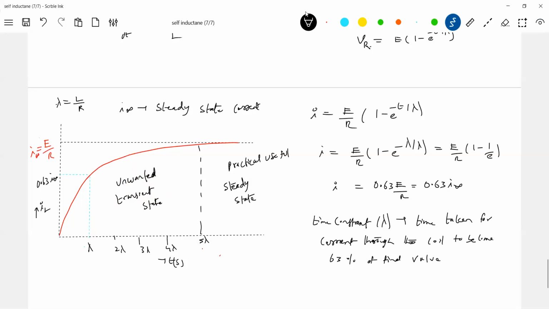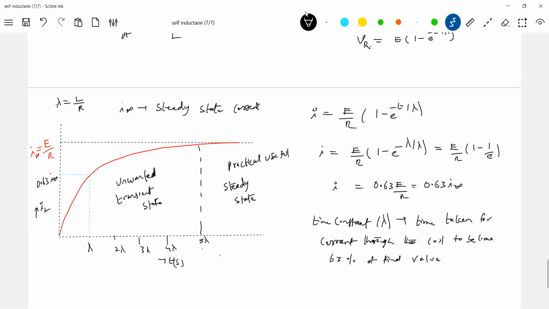L should be less, R should be more. Then the time constant will be less. Then immediately it will come to the practical stage. Practically, the steady state is what we'll be using the inductor for. This is one basic idea when you design, sir: what is L?